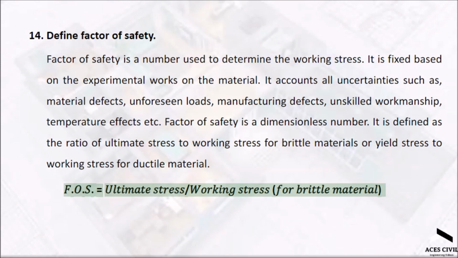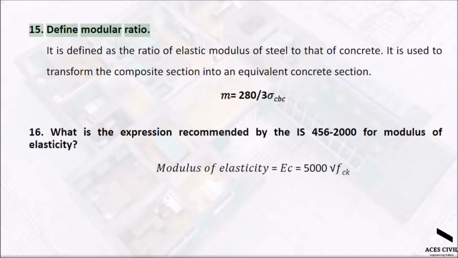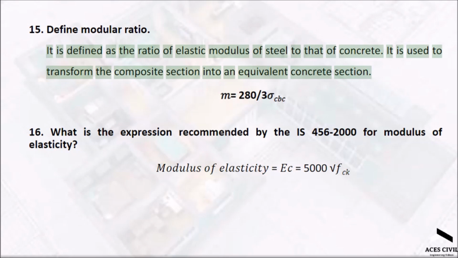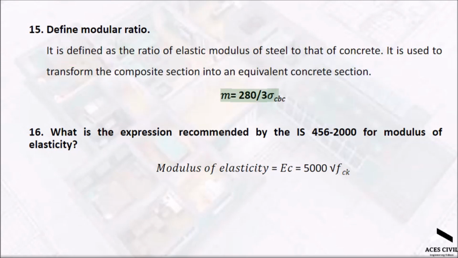Equals. Define modular ratio. It is defined as the ratio of elastic modulus of steel to that of concrete. It is used to transform the composite section into an equivalent concrete section. Equals 280/3.